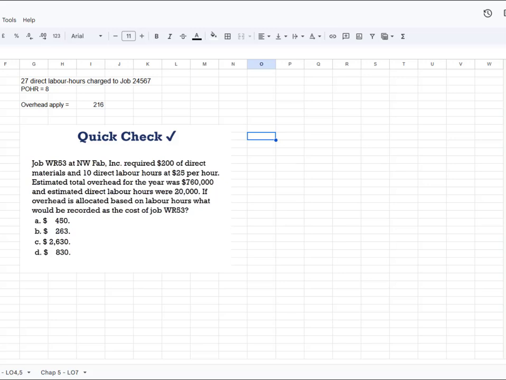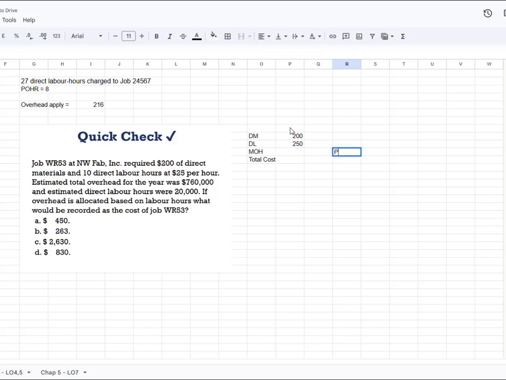So we're trying to see what would be recorded for job WR53. So we know we're going to have some direct materials, direct labor, and then we're going to have some manufacturing overhead, and this will be our total cost for this job. So we need $200 of direct material. Cool. 10 direct labor hours at $25 per hour, so equals 25 times 10. Fabulous.